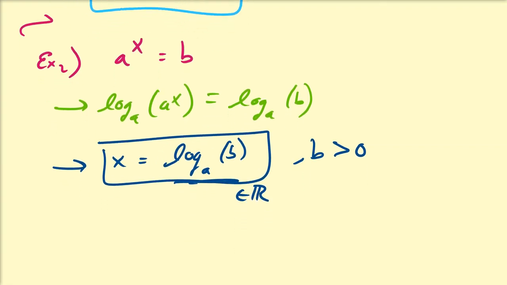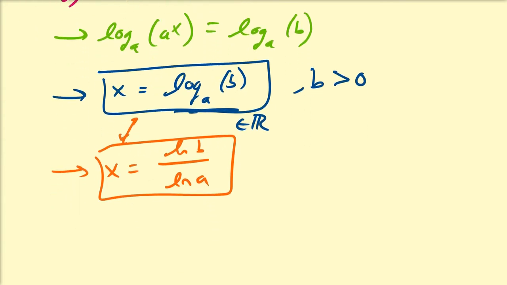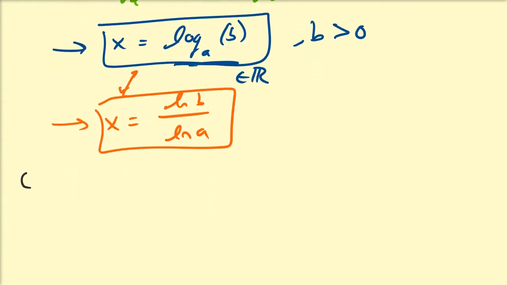Also keep in mind, we can write this solution in terms of natural logarithms by using our change of base. So this is equivalent to writing x is equal to the natural log of b, all divided by the natural log of a. Right? So those are equivalent ways of saying the same exact thing. So let's introduce a more in-depth equation, still not too difficult.